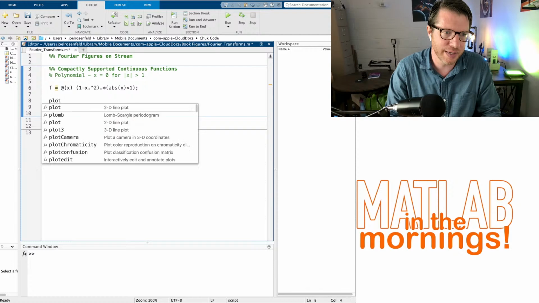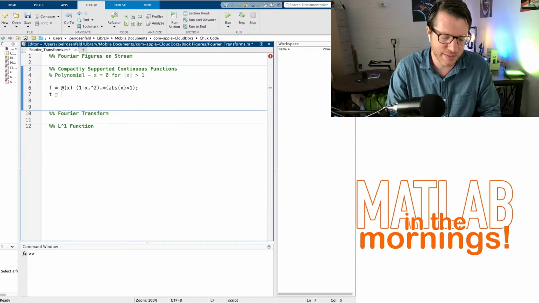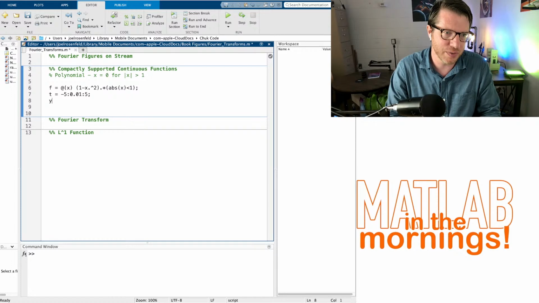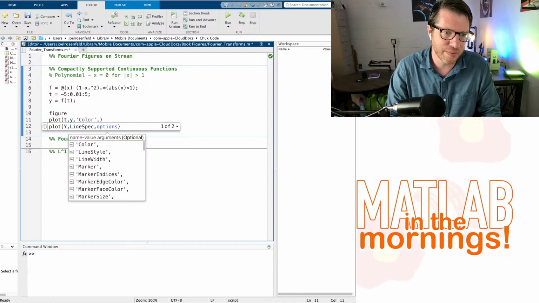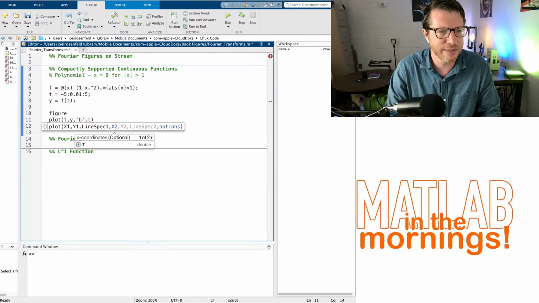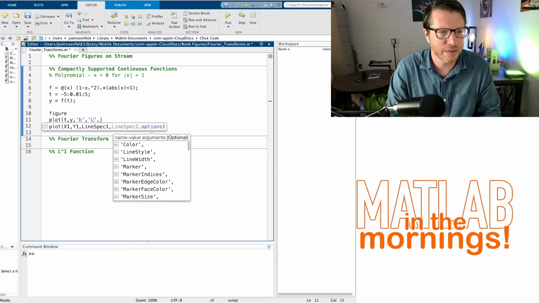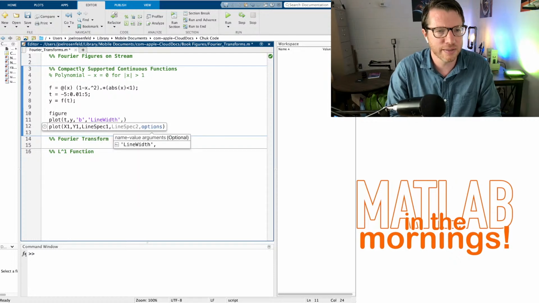So I can go ahead and select t to go from minus 5, 0.001 to 5, and we'll just take a look at, we'll say y is equal to f of t. Good, and now let's go ahead and make a figure and plot, we'll say t comma y, and we'll make this blue, I like blue, and then line width, and we'll make that 3.